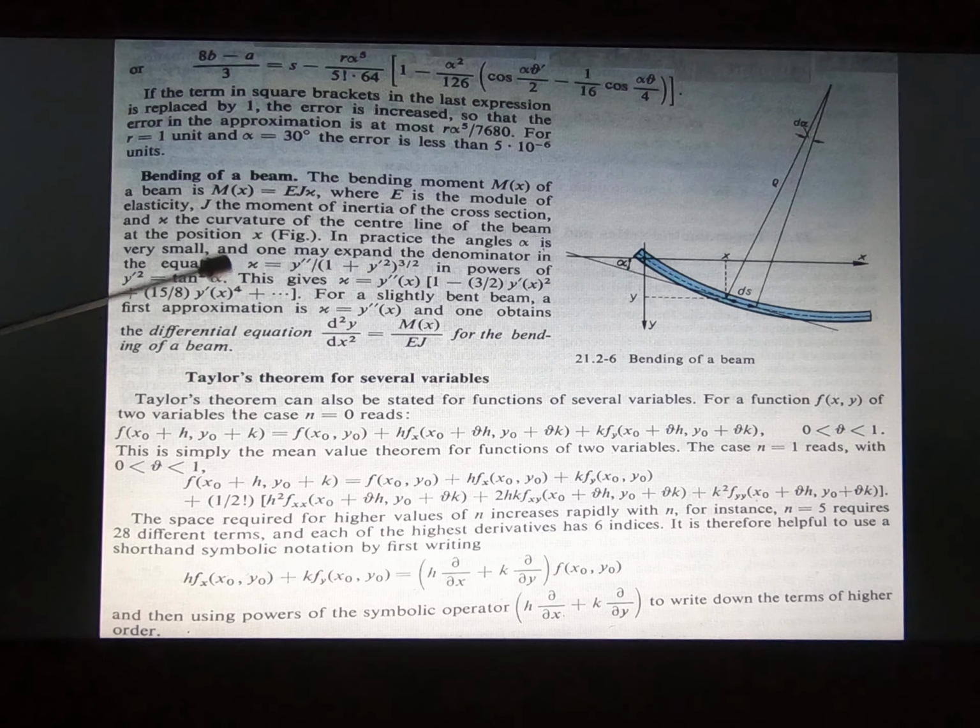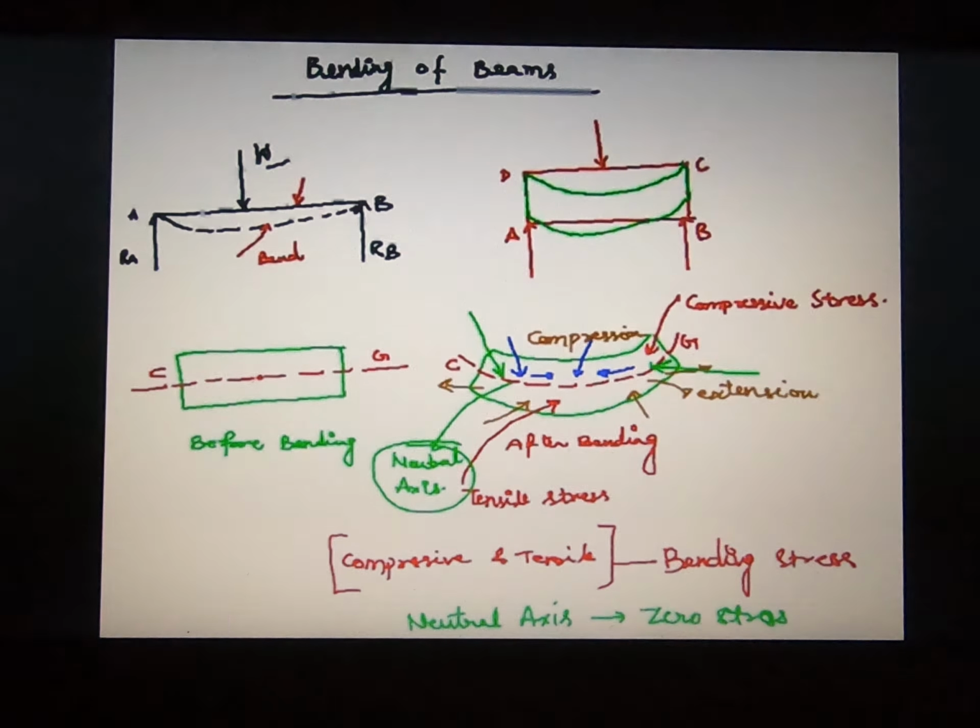The curvature can also be represented by this equation, and if you expand it in tangent alpha, because alpha is small, you can get the differential equation of bending of the beam. I will show you some information on the bending of the beam. So the Taylor series can also be expanded in several variables, and this is the two-variable Taylor expansion. I will give you an example of bending of the beam like this.